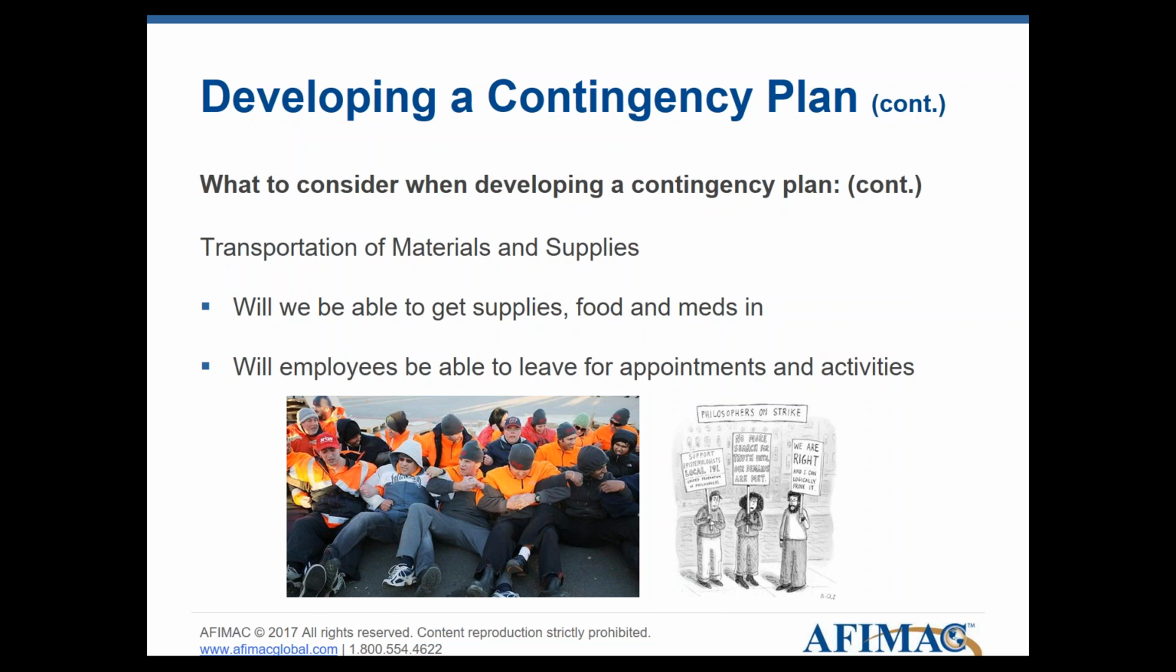But with that being said, things do happen. People do behave in a manner, in that mob mentality, that isn't necessarily the way we would expect them to behave, and you need to have a plan in place to make sure that those supplies and food and meds can get in. Make sure that employees are able to leave for appointments and activities. It's important that there's a line of communication set up so that if somebody does need to leave, there's a schedule and people know they need to get in and out, and if it's an emergency, it needs to be a call on how to get the most efficient and most organized response to those types of things.